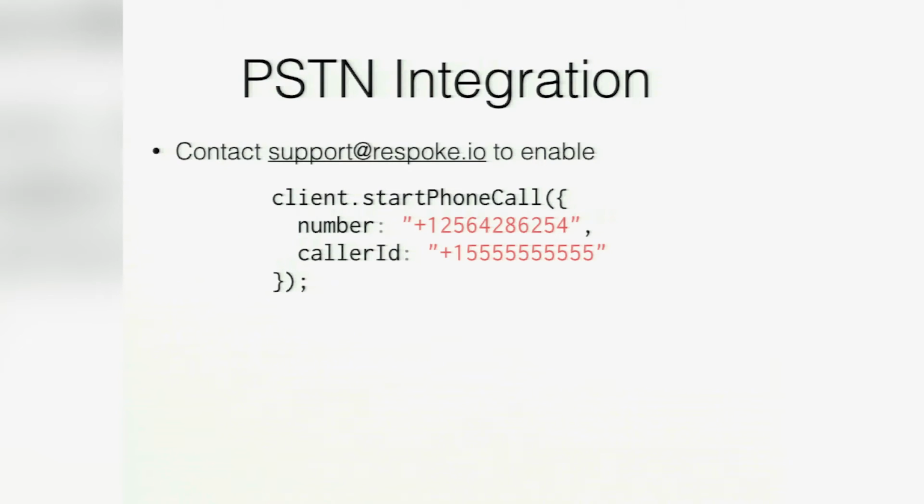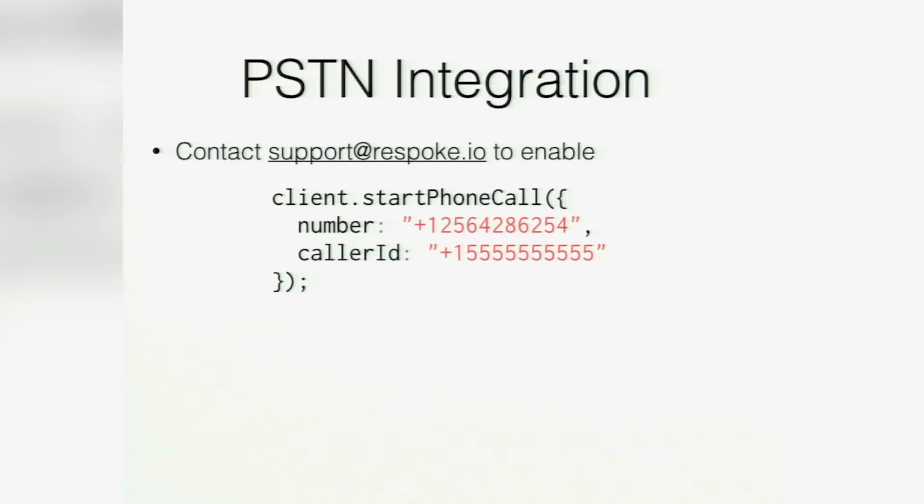PSTN integration. We have this. Because of various international billing constraints and things like that, you do need to contact support in order to enable PSTN for your account. But it's fairly straightforward. You start a phone call, you give the number that you want to dial, and you can specify caller ID. The caller ID does need to be caller ID that we associate with your account. You can't just spoof anybody's caller ID that you want to. So, sorry.